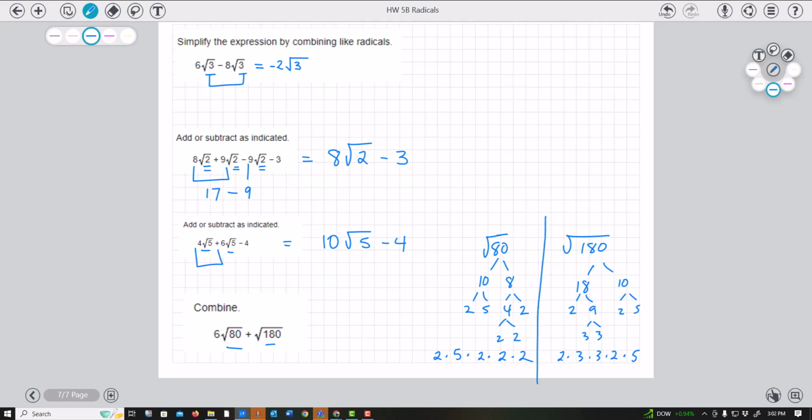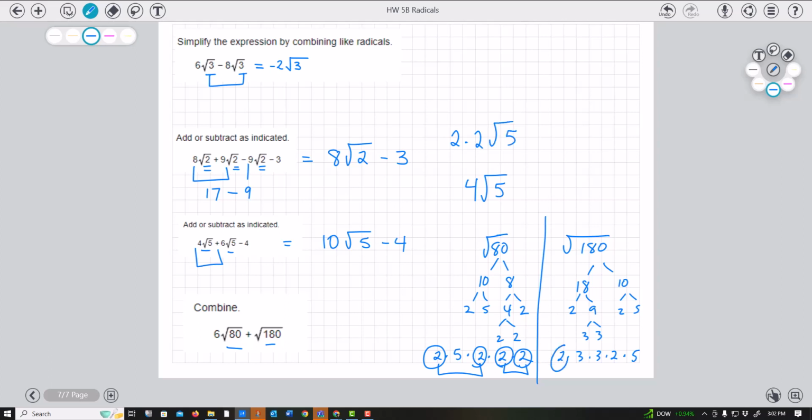Remember with your square root, when there's 2 of something, you pull 1 out. So there's 2 twos, and then there's another 2. So in other words, you're pulling out 2, 1 for each pair of twos. So you have 4, and then what's left is the square root of 5. Or if you want to see it this way, I pulled out a 2 here, and then another 2, and then I was left with the square root of 5.